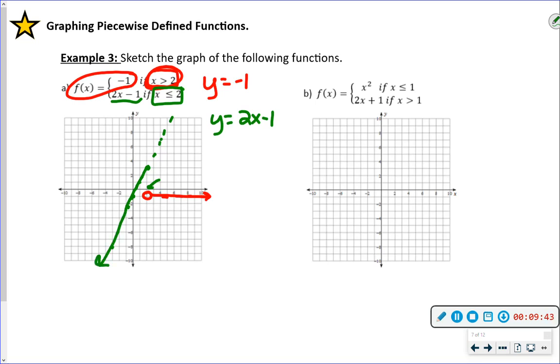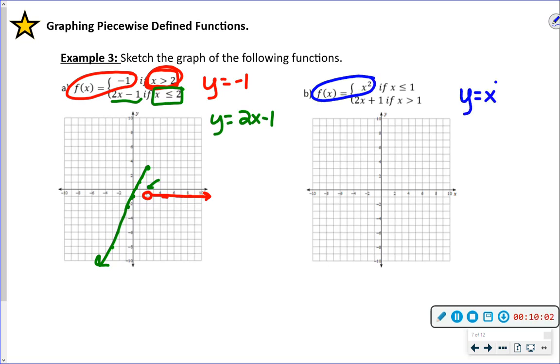Now again, I don't care if you leave the dashes on your little template, that's fine. Power of the smartboard, I'm going to make it look pretty. I'm going to try to erase that. Okay. So you're doing pieces of the lines according to the constraints. All right, let's try B. So again, I'm going to rewrite f of x as y.